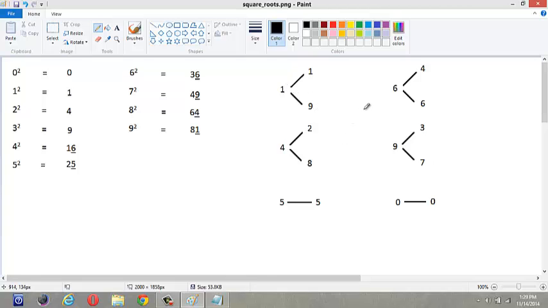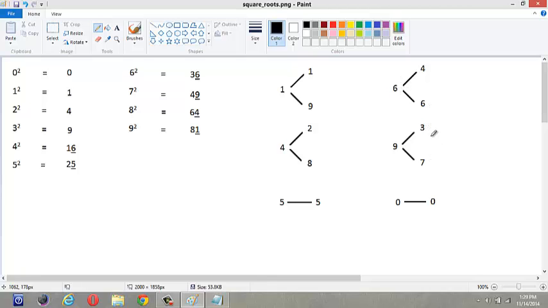And similarly for 2 and 8, the numbers ending with 2 and 8 will have their squares ending with 4. For example, 2 square is 4, 12 square is 144. Similarly for 8, 8 square is 64. And the numbers ending with 4 and 6 will have squares ending with 6. 4 square is 16, 6 square is 36, like that.